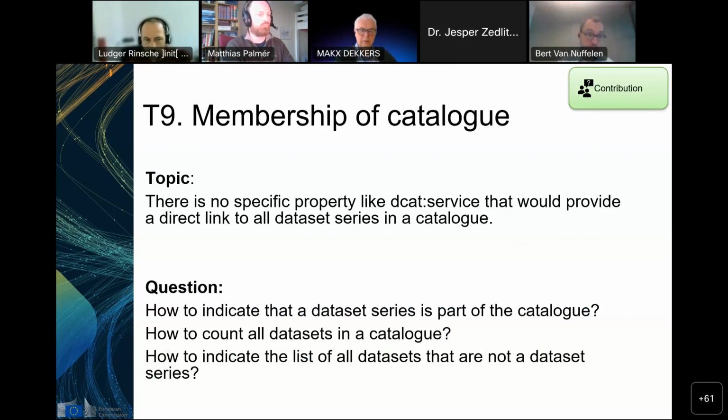And the question is, is there a need for it? And how do we want to indicate or count all datasets in a catalog? How do we want to indicate the list of datasets that are not a dataset series? Do we find that this should be supported directly or not? So this is the question behind: do we want to have explicit support, or is it just through more complicated querying?